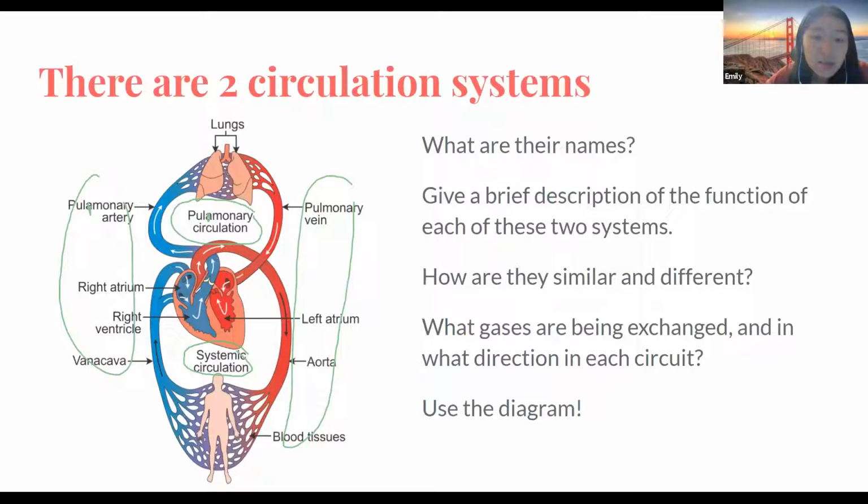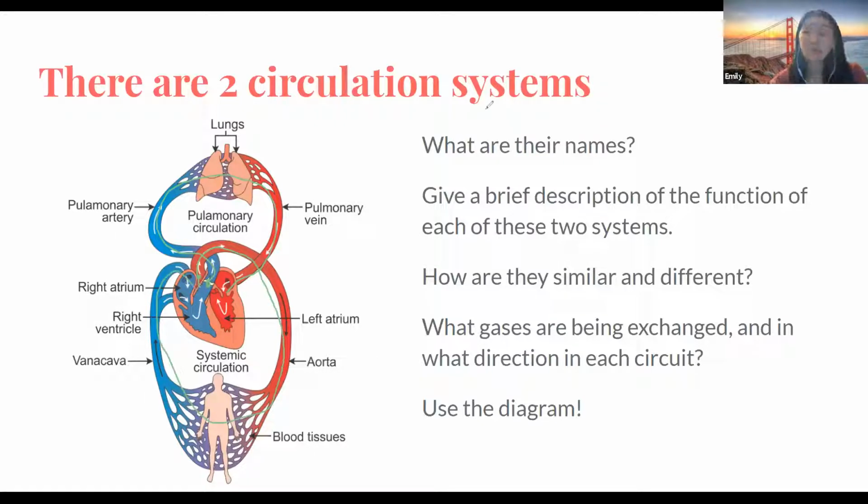So pulmonary is this top loop. You can visualize it as starting here, going there, going in a circle, and then ending back in the heart. And the other circuit is also going to start in the heart, go through here, loop downwards, and end up back in the heart as well.